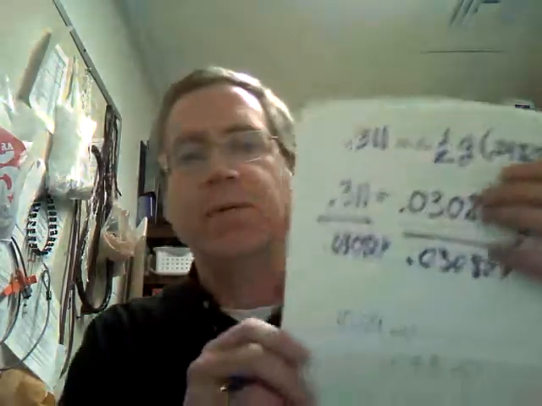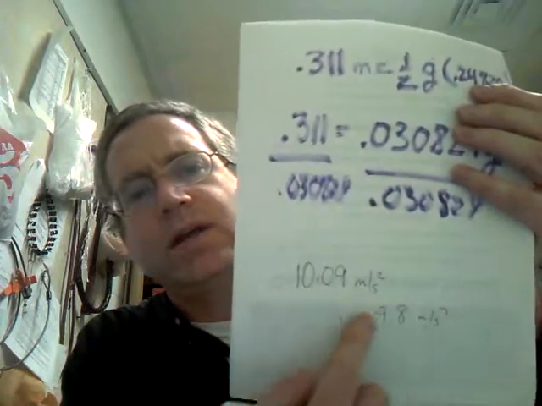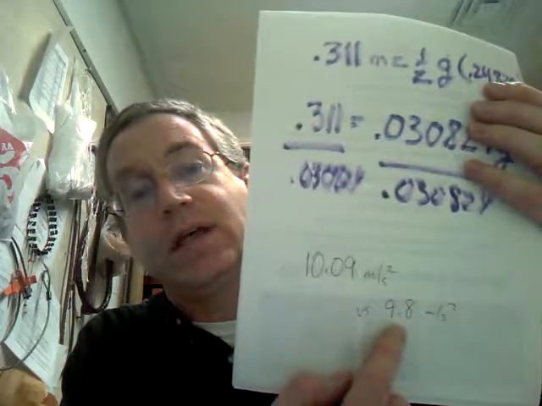Well, that is not the ideal result, but it's a whole lot closer than I've been getting before. 10.09 meters per second squared versus 9.8 meters per second squared. We'll see how well that shows up. 10.09 meters per second squared is the answer that I got, and 9.8 is the accepted answer.